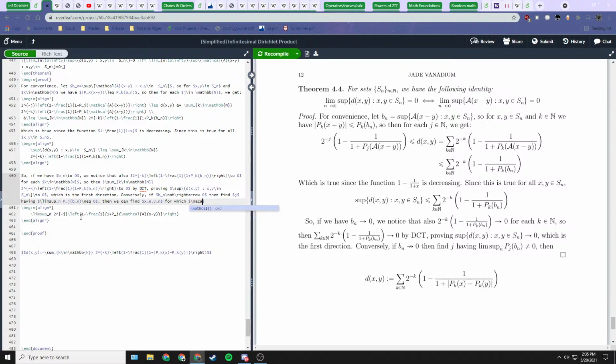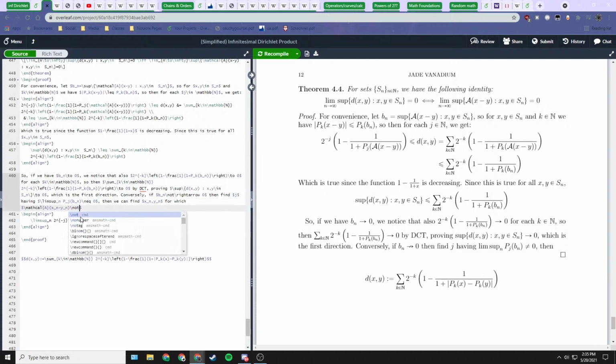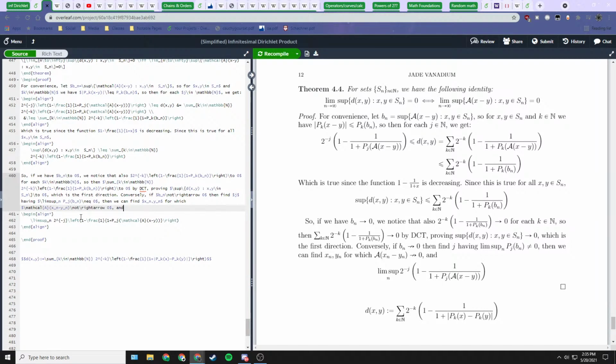Which a of x sub n minus y sub n does not go to 0. These are going to be elements in this S sub n.